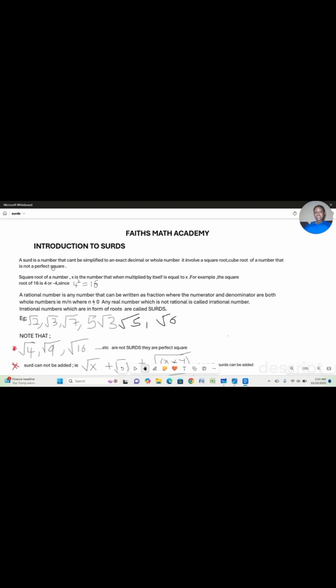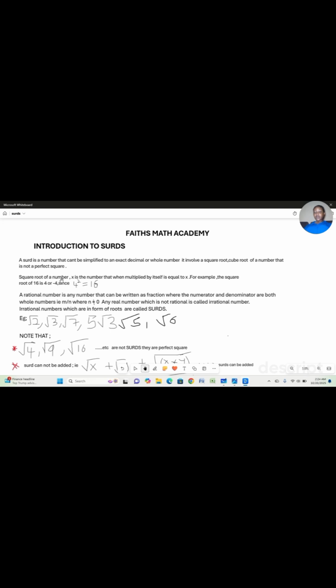What is a surd? A surd is a number that can't be simplified to an exact decimal or whole number. It cannot be simplified to an exact value. So rather, it involves the use of what? Square root, cube root of a number that is not a perfect square.